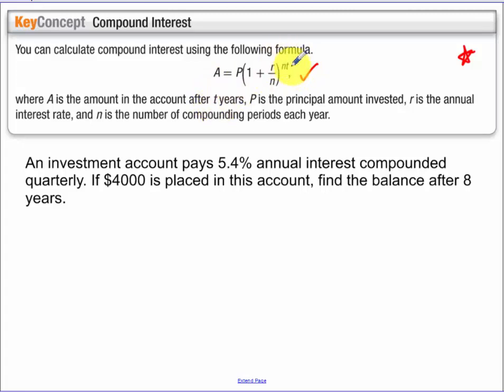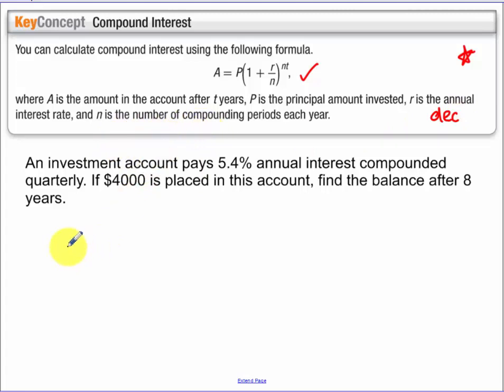So T is years, time. P is the principal, or what you put into the account. That's how I remember what you put in. P, put in. R is our annual interest rate. Remember, this is going to be as a decimal. And N is the corresponding periods per year.